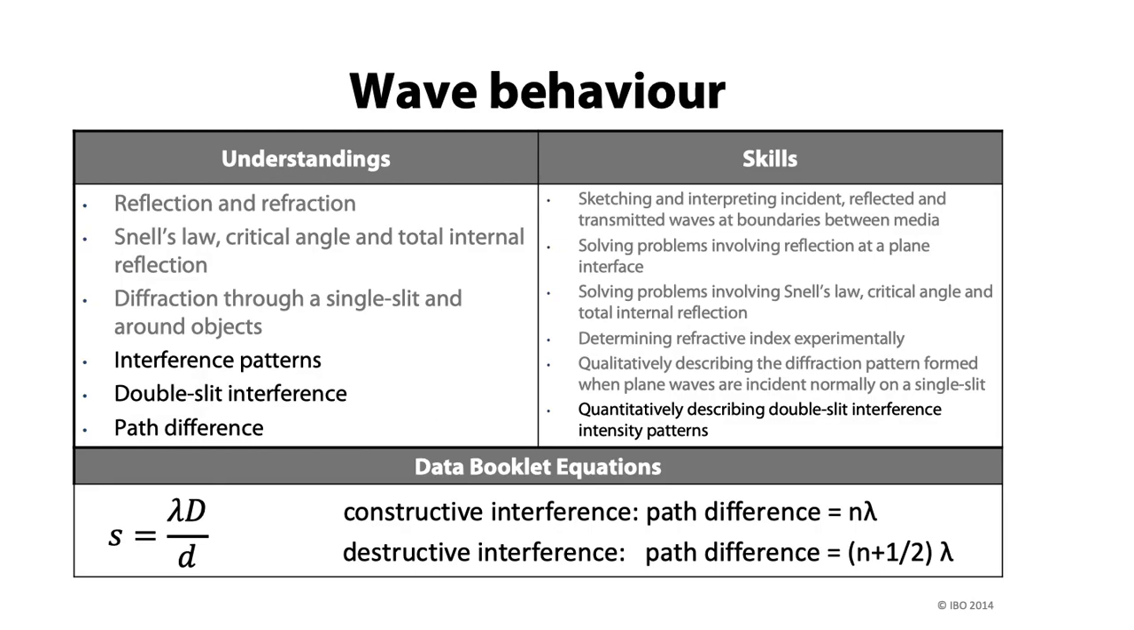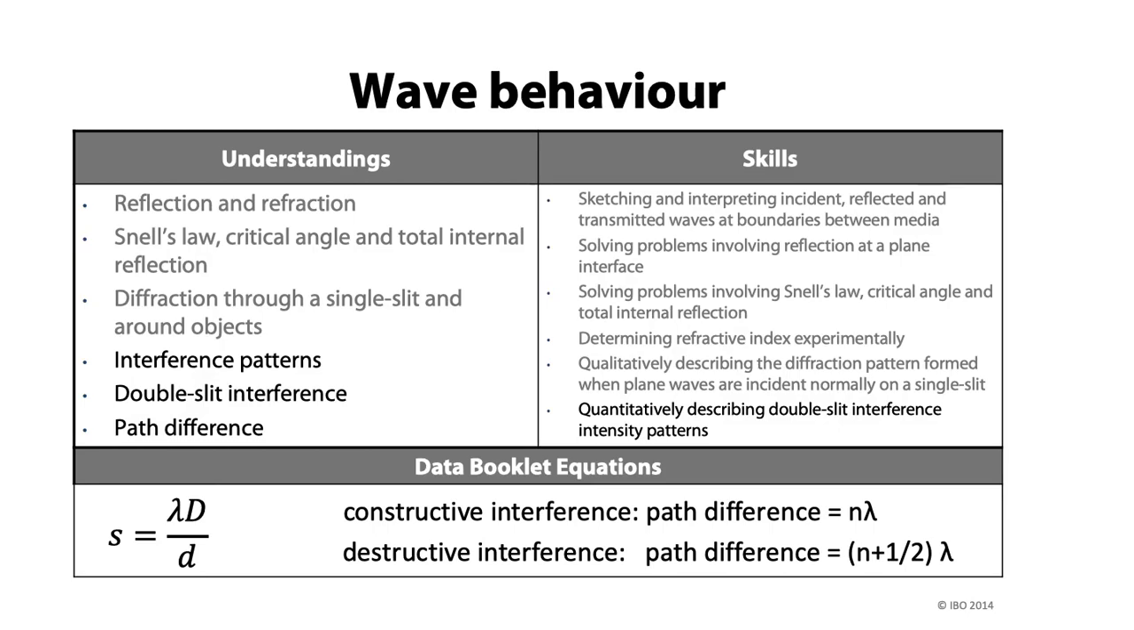In this, we're going to look in more detail at the specific equations for this section. S equals lambda big D over little d. What does that mean? The two equations for constructive interference, path difference equals n lambda for constructive, and destructive path difference equals n plus a half lambda, we did look at in the last video, but we can review them again here.